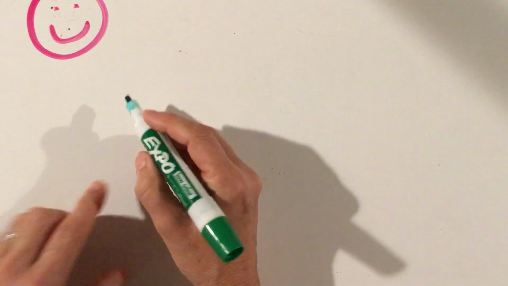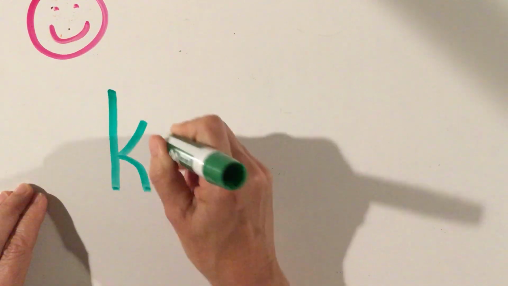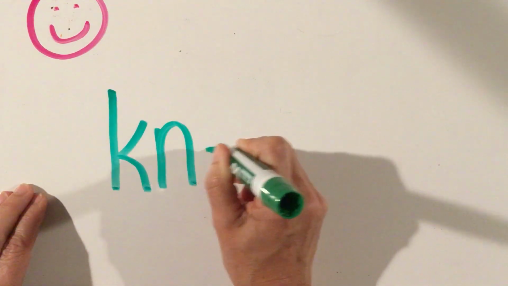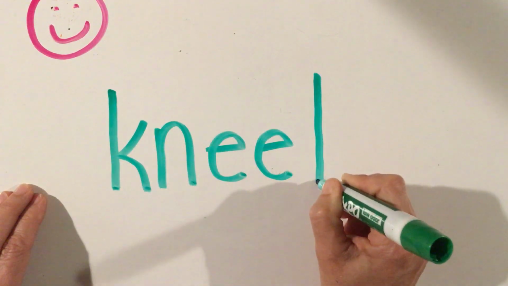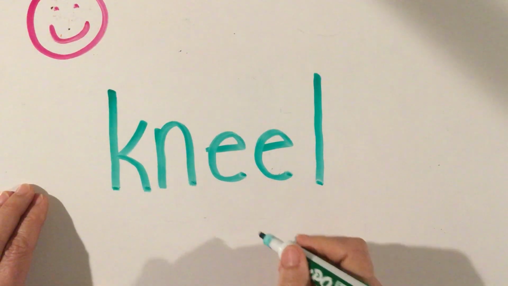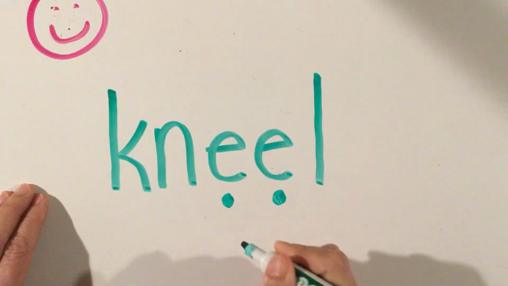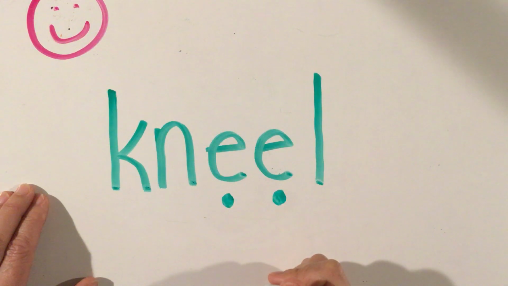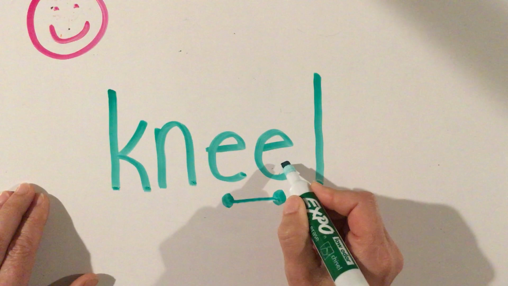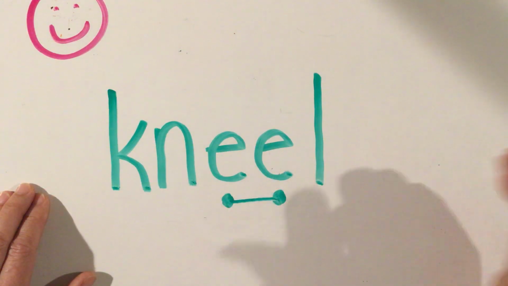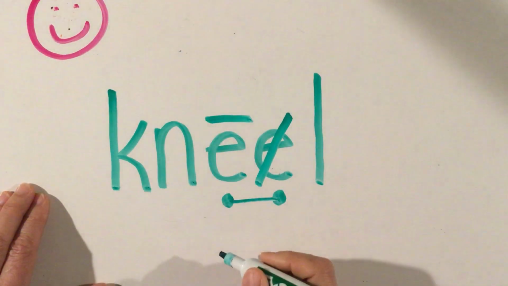Ready? Let's write this word together. K, N, E, E, L. Our vowels are sitting there right together. So what kind of syllable is this? That's right, it's a vowel team. So we're going to hook them together. What's this E going to do? Just push open that door. So cross him out and put a macron on the E.